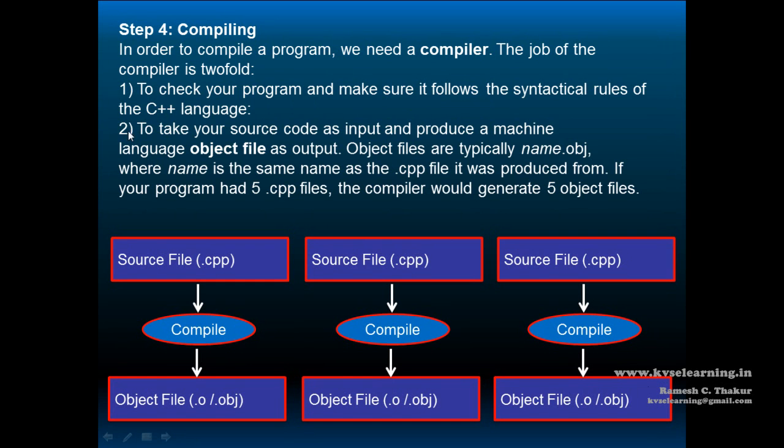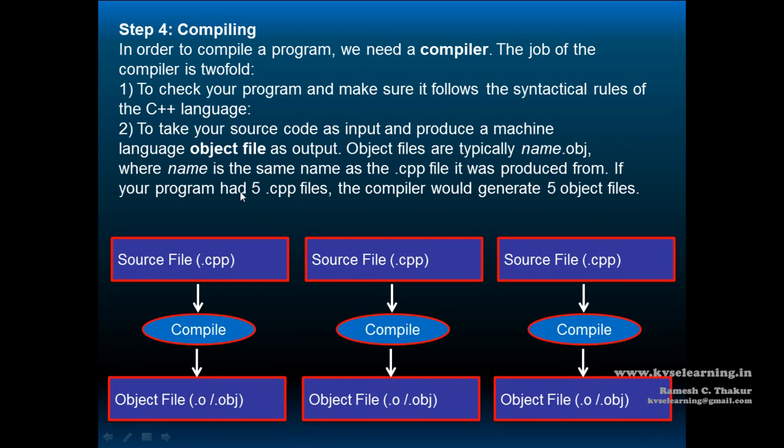The second job of the compiler is to take your source code as input and produce a machine language object file as output. Object files are typically name.obj, or in some compilers you will find it to be name.o, where name is the name of your C++ source code file, and .o or .obj is an extension that your compiler produces after compiling the program.